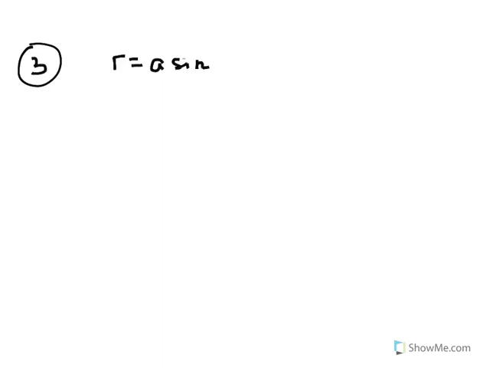So let's put n times theta. So please focus on this n. Or R equals A cosine n times theta. All right, so if you get something like this, for example, R equals 2 sine of 3 theta, or R equals 5 cosine of 7 theta.